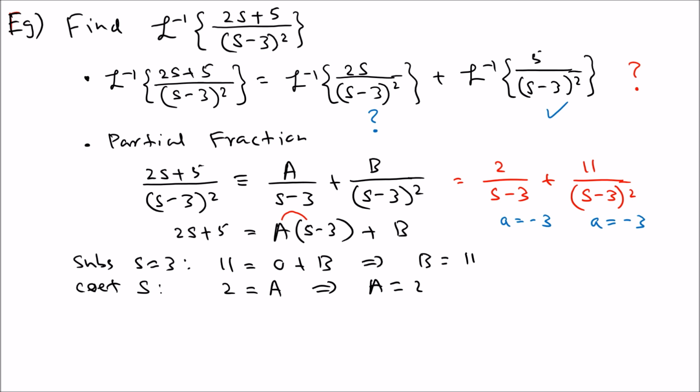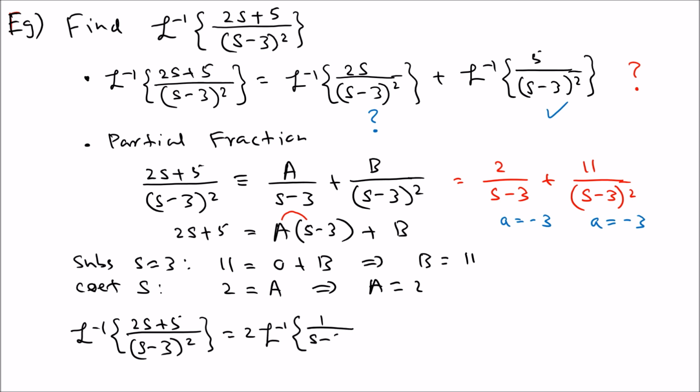So now we can write the final answer for that. We have L inverse of 2s plus 5 over s minus 3 squared. From the first term, 2 is a constant, so we're going to pull the 2 out. So it is 2 times L inverse 1 over s minus 3, and from the other one, 11 times L inverse 1 over s minus 3 squared.